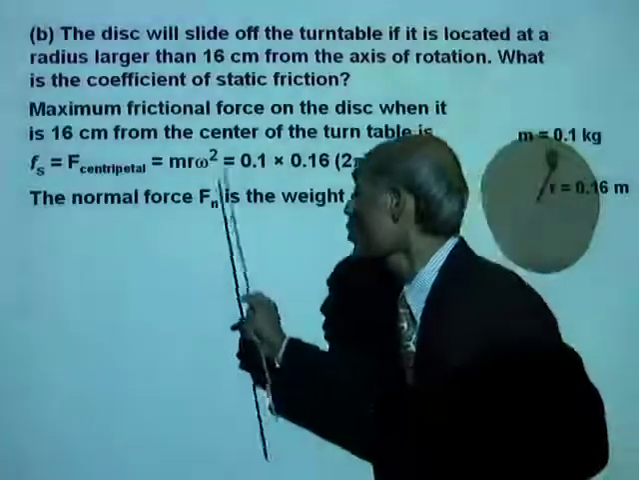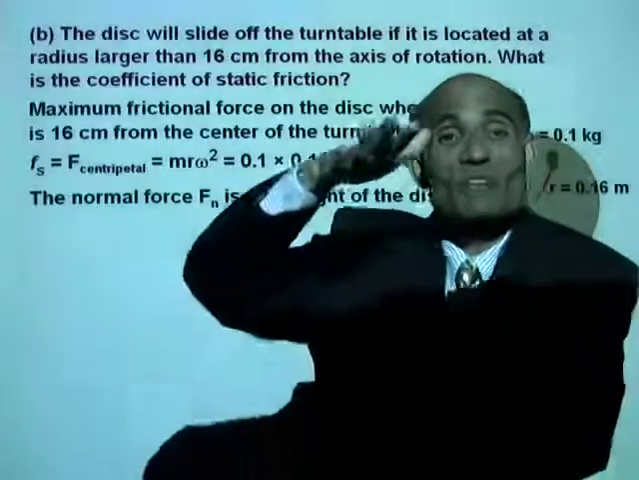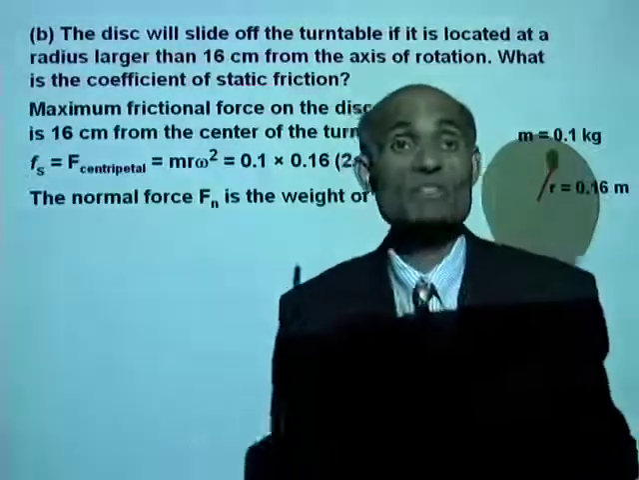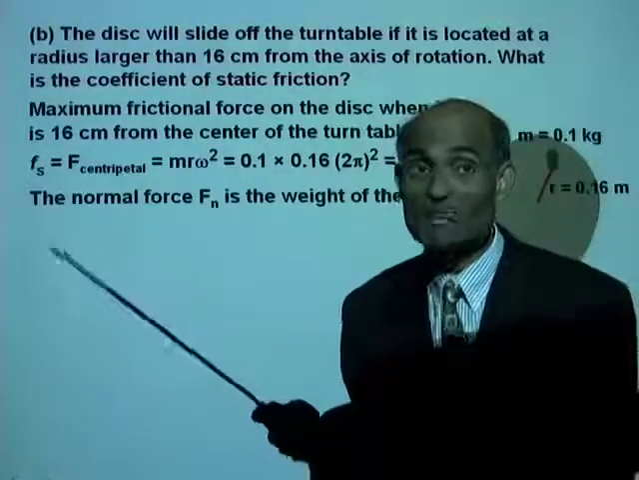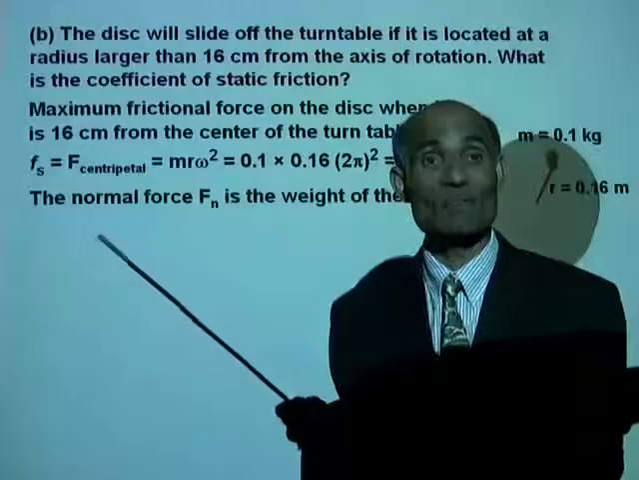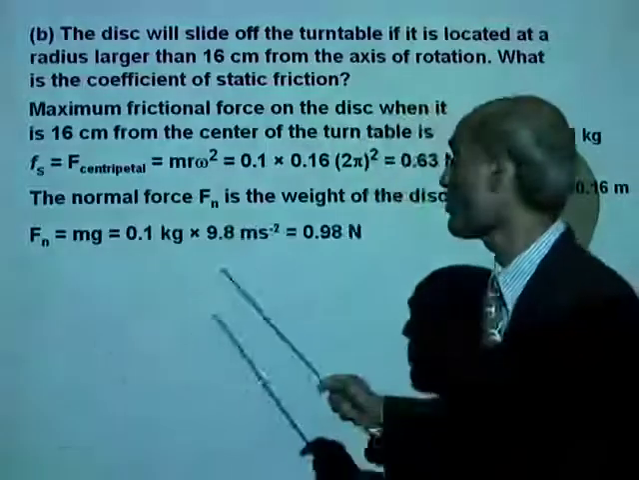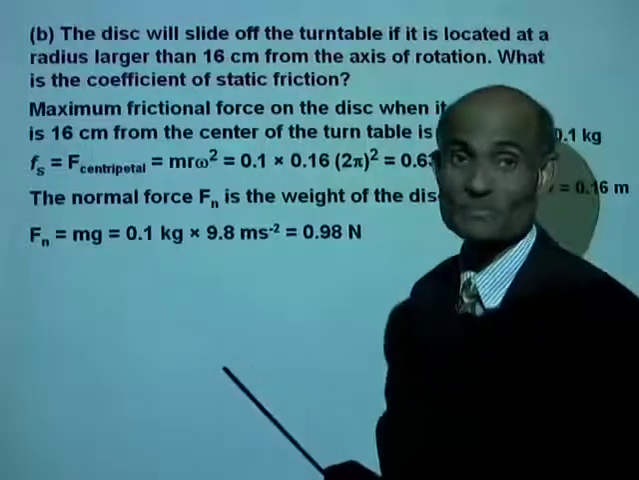And what is the normal force in that case? What is the force pressing the disc onto the turntable? The force pressing the disc onto the turntable is its weight. Now, its mass is 0.1 kilogram. Therefore, its weight will be 0.1 times 9.8, which is 0.98 Newton.